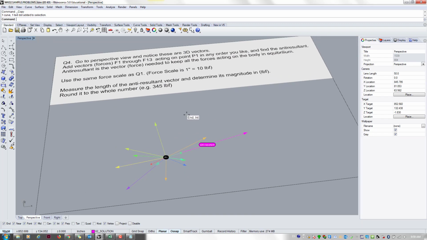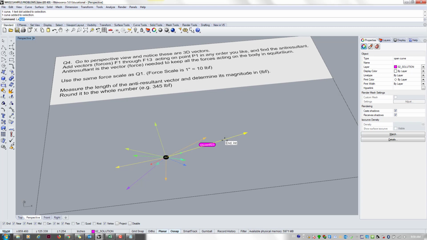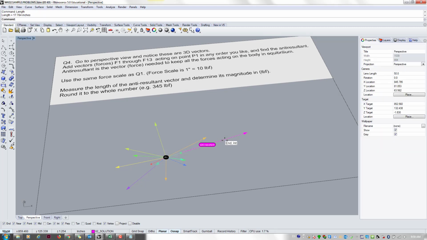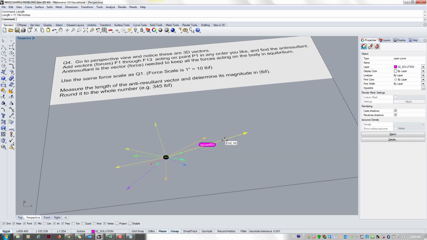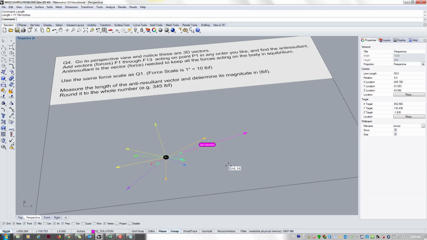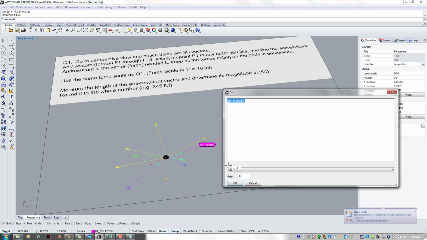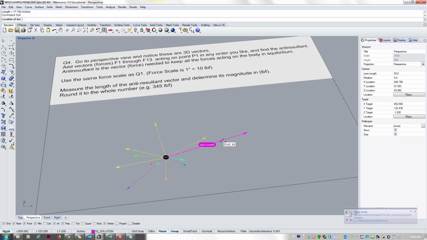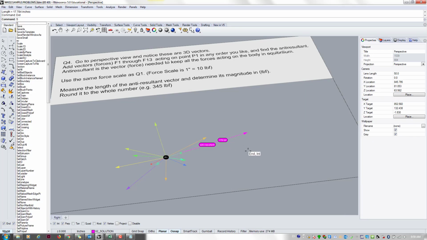And again, to get the magnitude of this force, we measure the length of this vector. We're still using the same force scale, which is 1 inch equal 10 pound, and because this is 17.784 inches, it would be 178 pound force. Any questions?